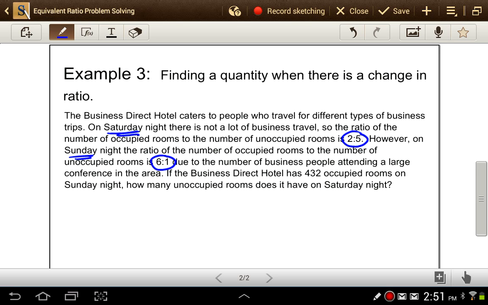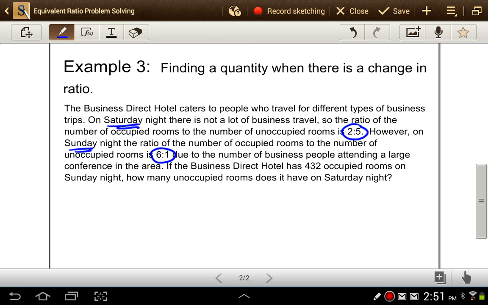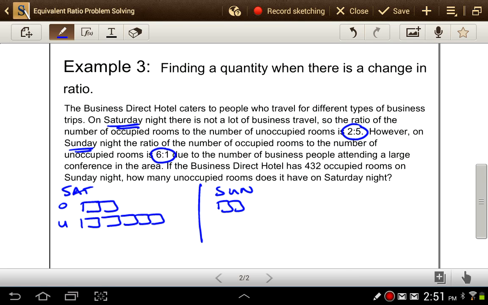So what I'm going to do for this one, guys, is make a tape diagram for each set of ratios. So first I'm going to start with Saturday night, and I'm going to make that 2 to 5. Okay, so that's occupied to unoccupied. Then I'm going to do that for Sunday. Sunday's a different ratio. My occupied is 6 to my unoccupied is 1.